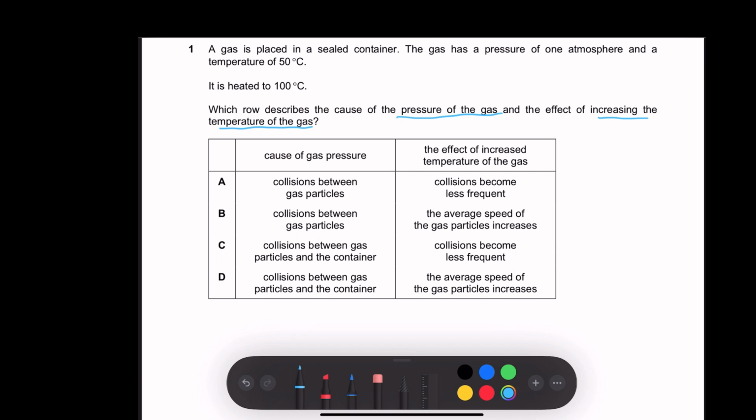So the gas pressure is caused when the gas particles collide with the walls of the container. It is not when the gas particles collide with each other. It is when gas particles collide with the walls of the container. So it's between C and D. When you increase the temperature, in C they say the collisions become less frequent. No, they're gaining energy, so they will collide more. D says the average speed of the gas particles increases. So yes, that is correct. So question number 1 is D.